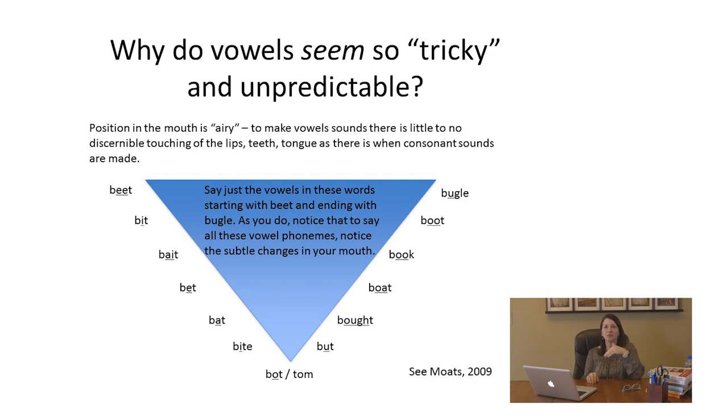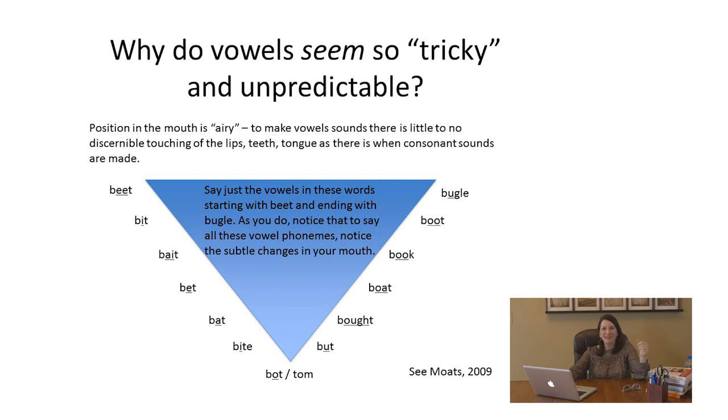So starting at the top left of this triangle shape, say just the vowel sounds of the words and work down and then back up again. Notice there is just the tiniest subtle change in your mouth with each progression. Actually, I'll do it with you. E, I, A, A, A, I, A, A, A, O, U, U, U.